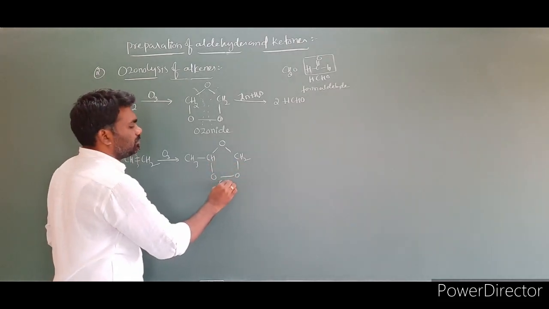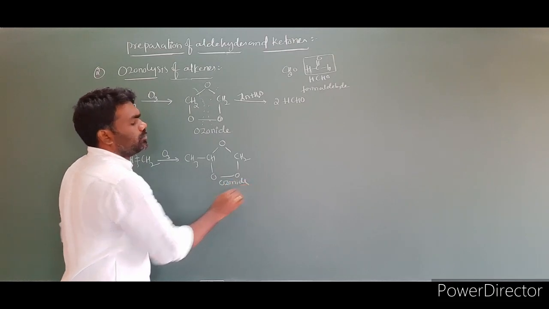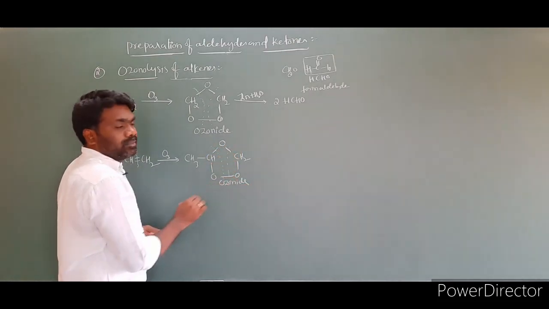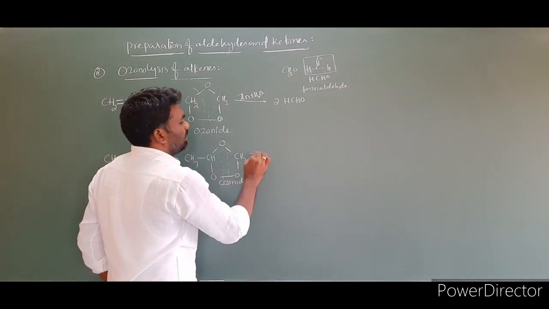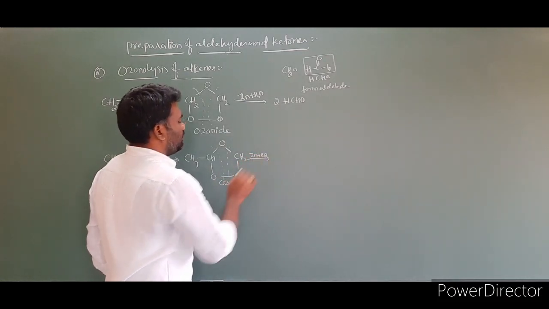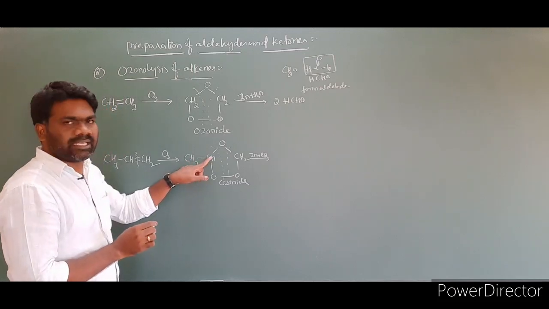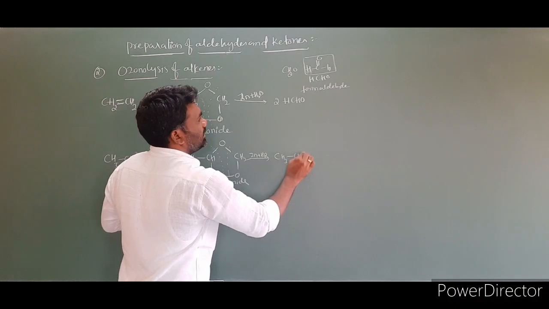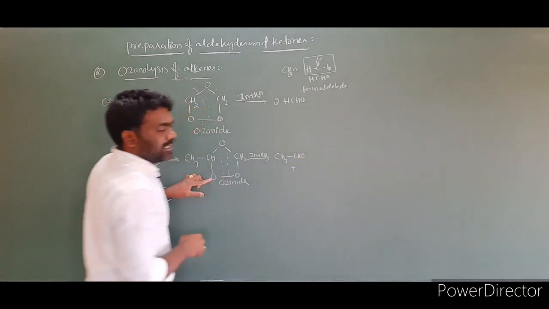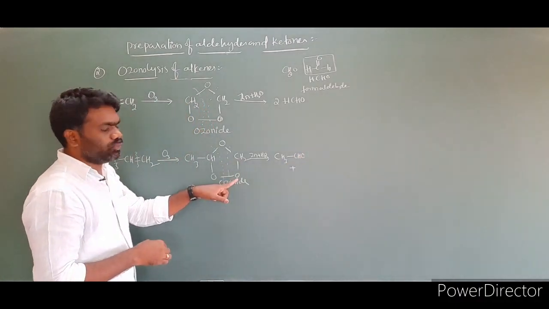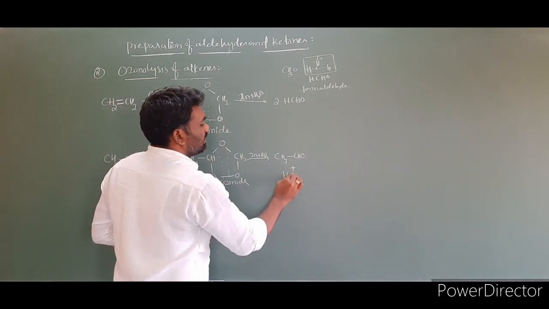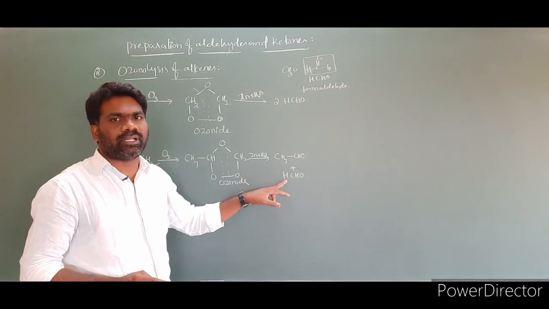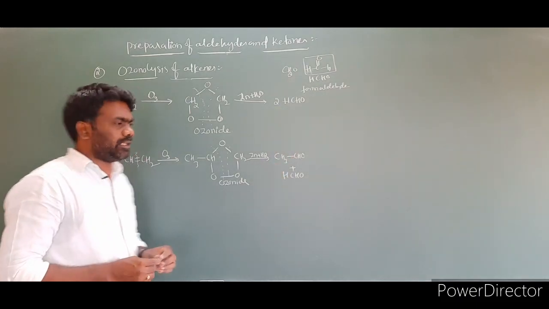This is called an ozonide. Break the bond here. Then, when the ozonide is treated with zinc in water, one product is CH3CHO, plus another product, CH2O, which is nothing but HCHO. One product is acetaldehyde, one product is formaldehyde. Two products are formed in the reaction.